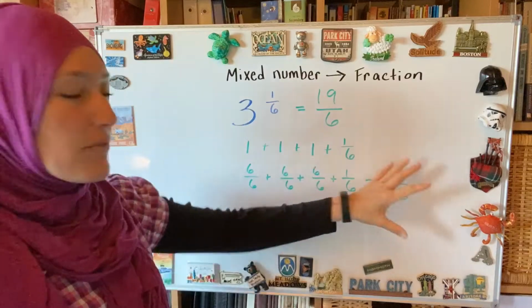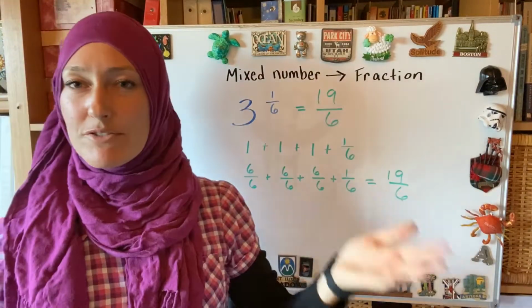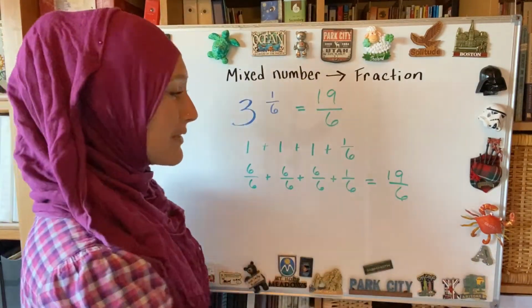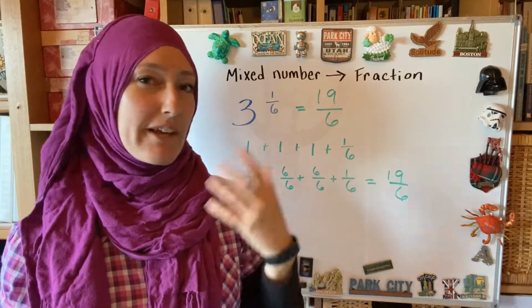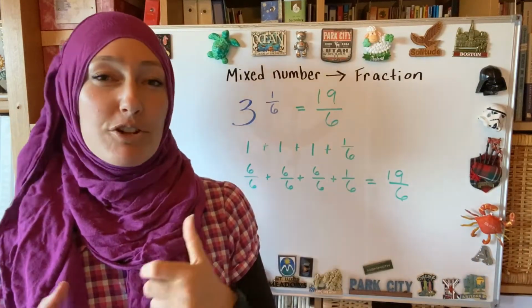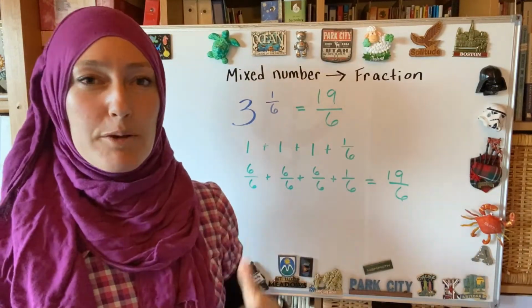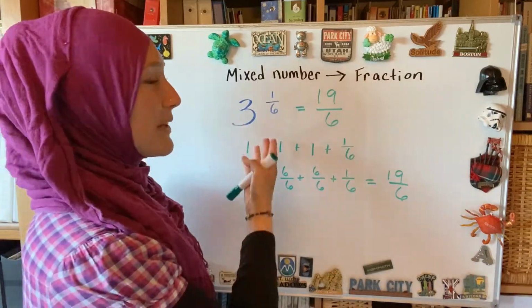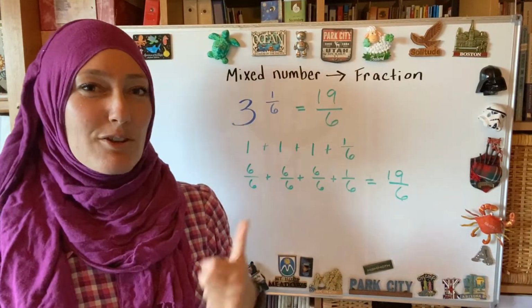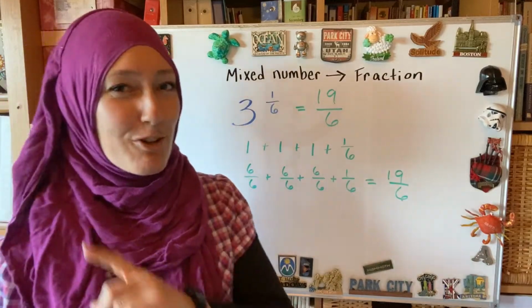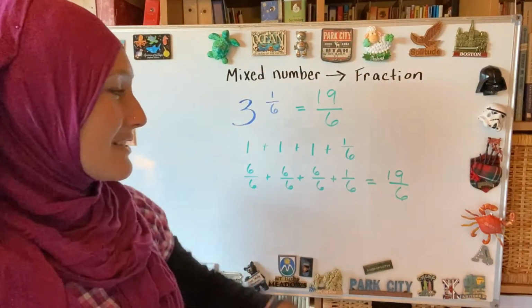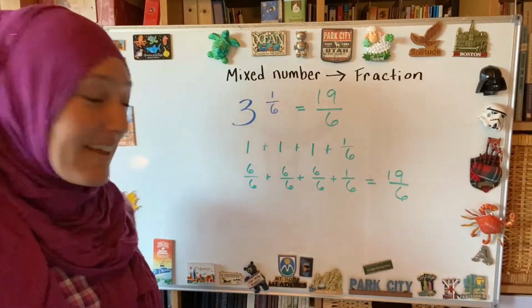So expanded form, shortcut, whichever way you want to do it is fine. But knowing the expanded form gives you a deeper sense of how the fractions work. You're going to have a good foundation and an easier time as you go forward. Knowing the shortcut is the goal, because you don't want to be doing this if you have a number like this.